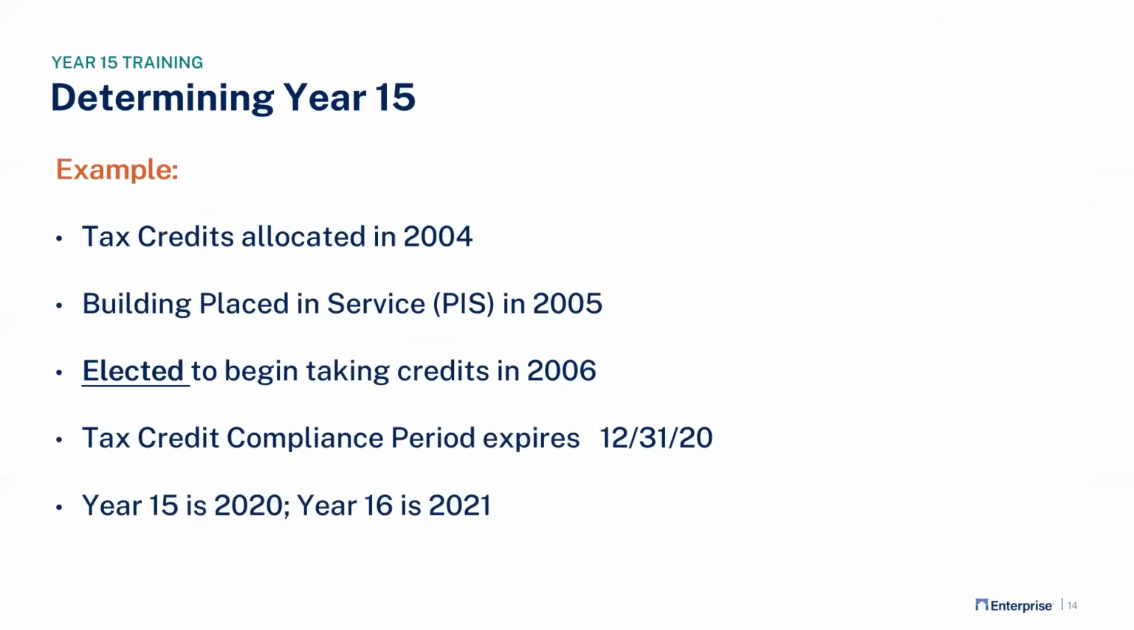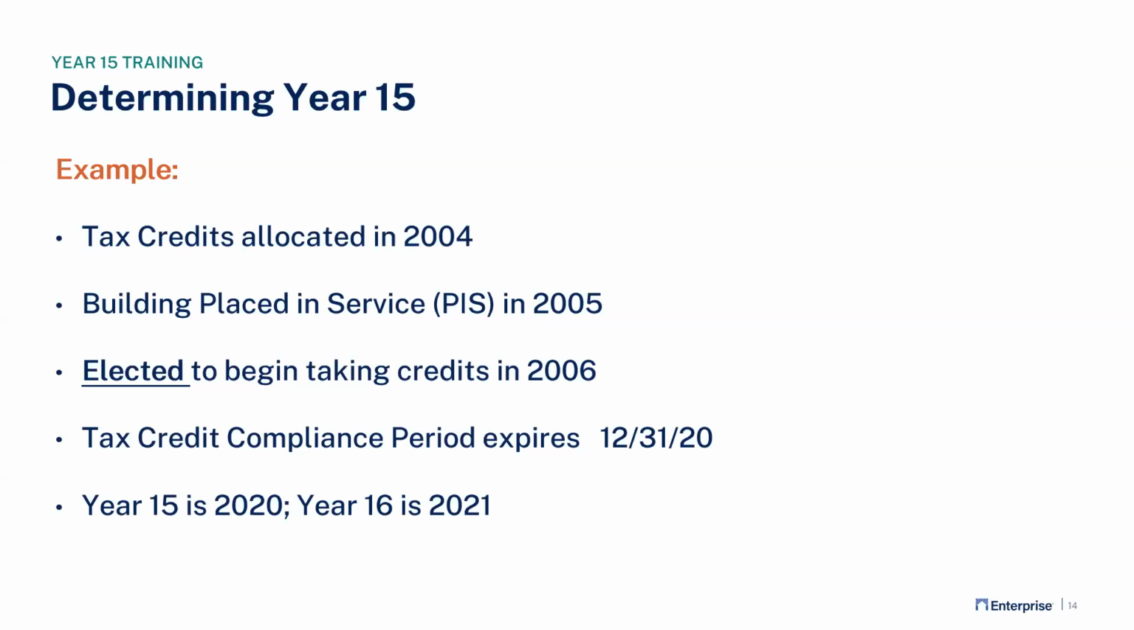And the way we do the calculation is pretty straightforward. Here in this example, we have tax credits that were allocated in 2004. The building was placed in service in 2005, but the partnership elected to begin taking credits in 2006. So you can use your fingers and toes and start counting from 2006 up 15 years, including 2006, until you get to 15 years, and that will be 12/31 of 2020.